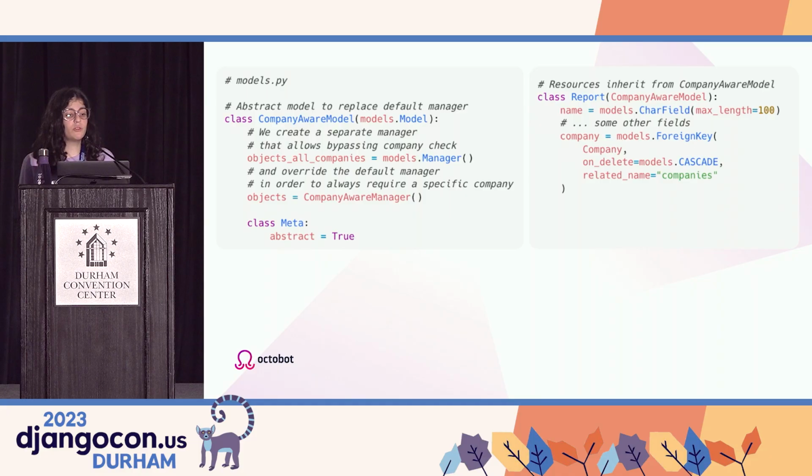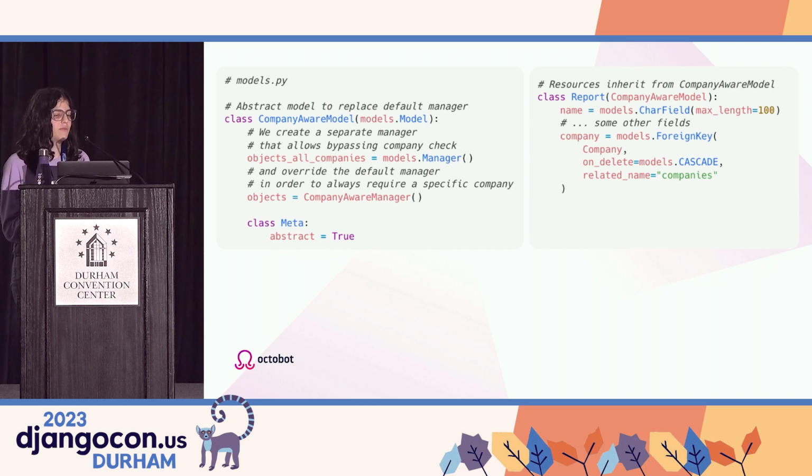The way that we used this manager was, first, we created an abstract model to replace the default manager. Basically, we overrode the objects manager to be our company-aware manager. And we also created a different manager that we called objects all companies, which will be your regular Django default manager. This is an abstract model, so we set abstract true in the meta class. And then we inherit from this model in our resources model.